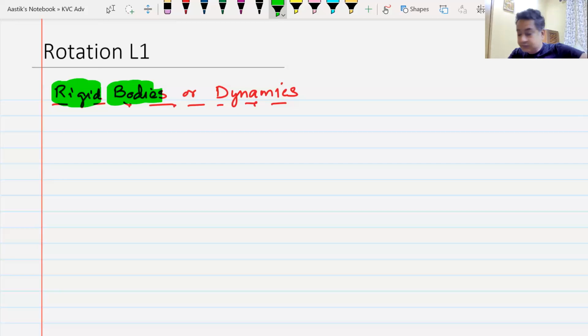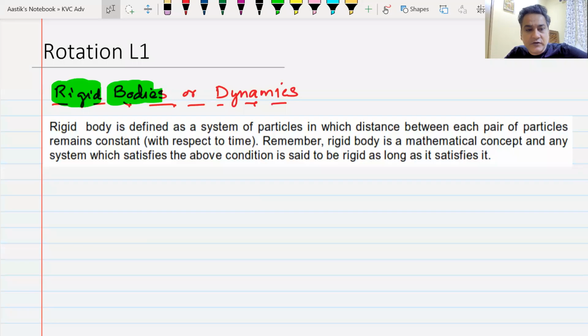A body which has no deformation. What do you mean by deformation? It does not change its shape or size. Well, that is an okay way of defining it, but the correct way obviously is that it does not change its size and shape when forces act on it. That is one way of defining it, but it is not the very correct way of defining it.